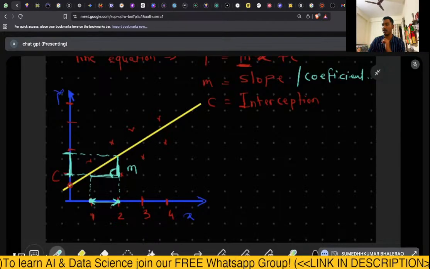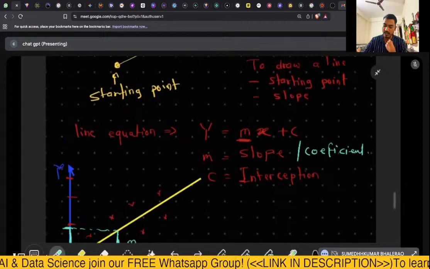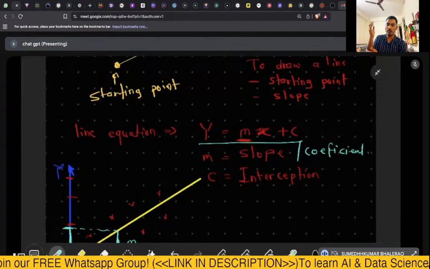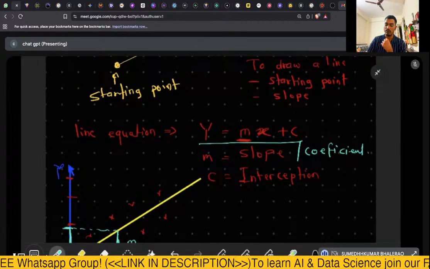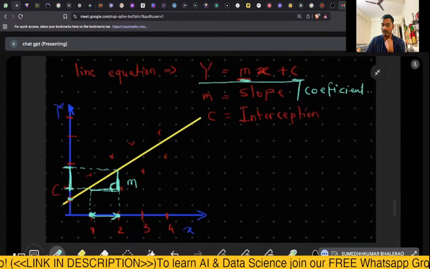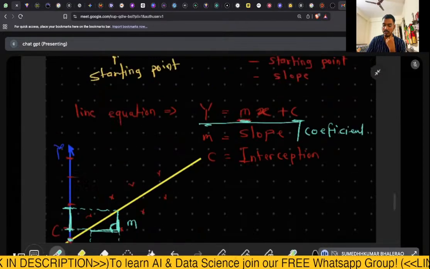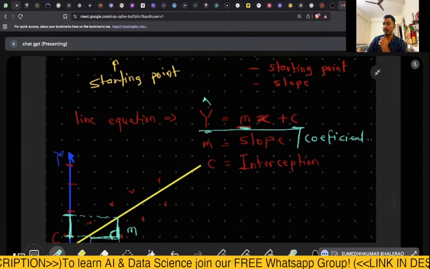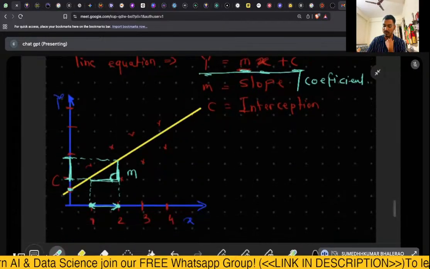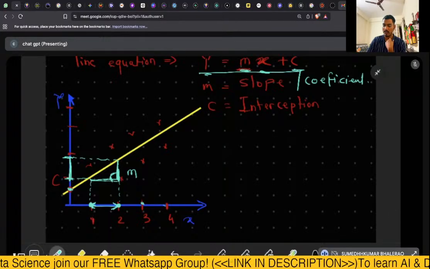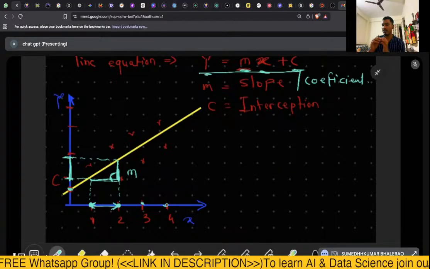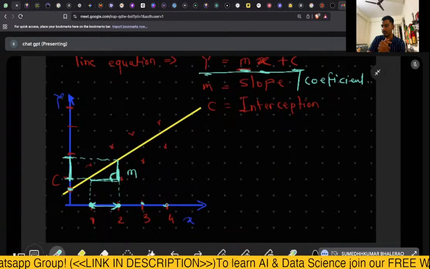So as of now, I got to know this is my line equation y equals mx plus c. I know what m is, and I know what c is: c is my interception on the y-axis. I know my y is always my predicted value, so this is going to be y hat. And x are the points in the data set, like x1, 2, 3, 4. These are my x points. So this is how my entire equation works.